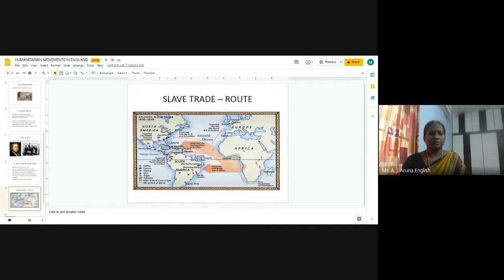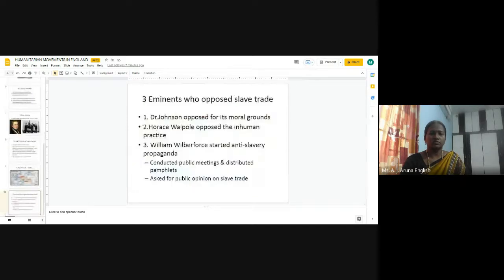This is a map that depicts the slave trade route. There were three eminent persons who opposed the slave trade. Number one, Dr. Johnson, who opposed it on moral grounds. Number two, Horace Walpole opposed the inhuman practice.